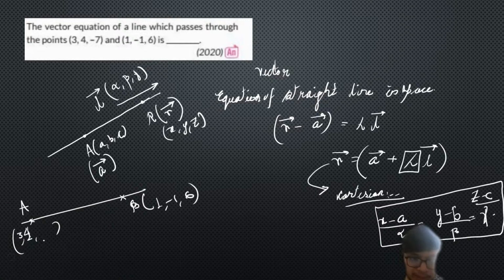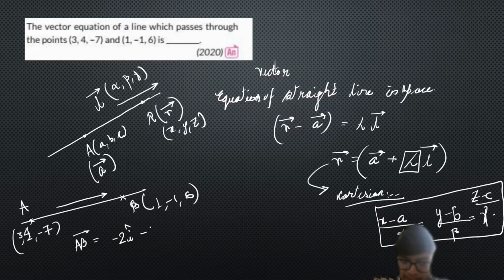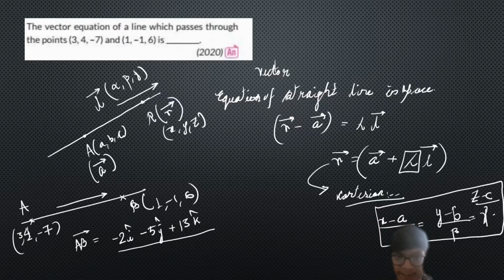So I have the given point as follows. Now in order to write the equation of this line, I will have to find the direction of the line, right? The direction will be given by this simple AB vector, which is found as minus 2i cap, minus 5j cap, plus 13k cap. That's the direction of the vector, or the line, right? So these given components are going to be the direction ratios.